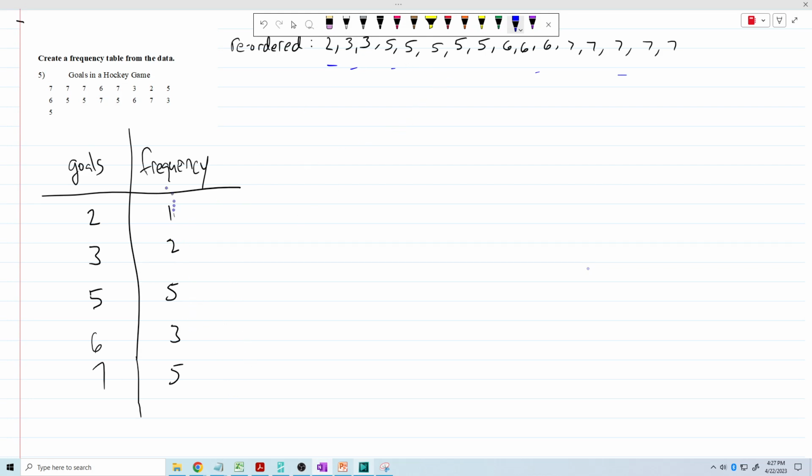So you're just counting the number of goals that there were. So there's multiple games. Each of these numbers represents a game, and the number of goals scored in that game. So there you go. There was one game in which 2 goals were scored, 2 games in which 3 goals were scored, and so forth. That's how you read and interpret that.